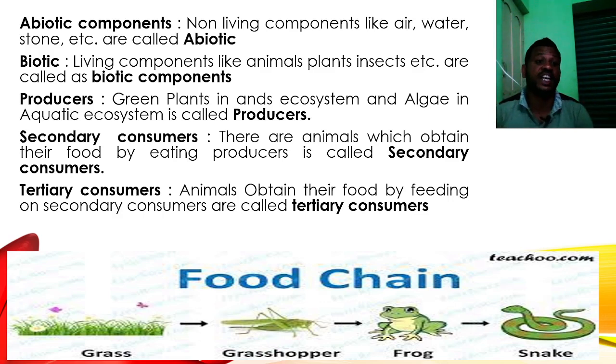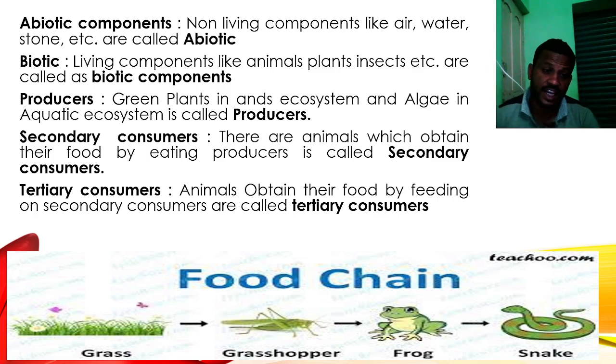The next point we saw is the producers. Producers are nothing but green plants in the terrestrial ecosystem, and algae in the aquatic ecosystem. Why? Because they produce the food. On land, green plants produce food for various organisms, so green plants are known as the producers. Remember, this word producer represents the green plant. Algae produce the food in the aquatic region, meaning the underwater ecosystem. The algae are also known as producers.